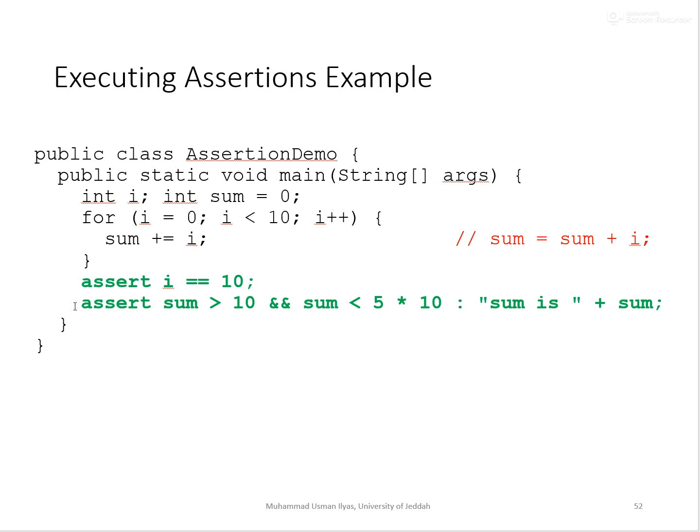And in addition to that, we know that the sum will be larger than 10, and sum will be less than 5 times 10, 50, for example. And if that is not the case, you can print out a message; we expect to see this string out here.